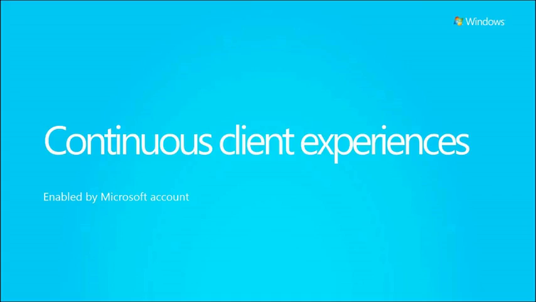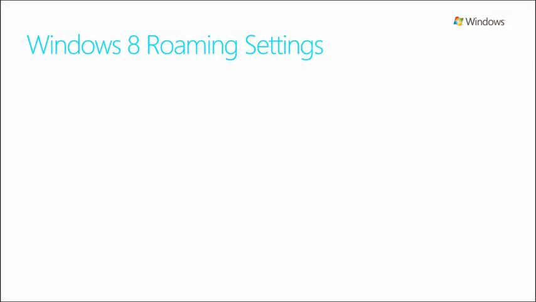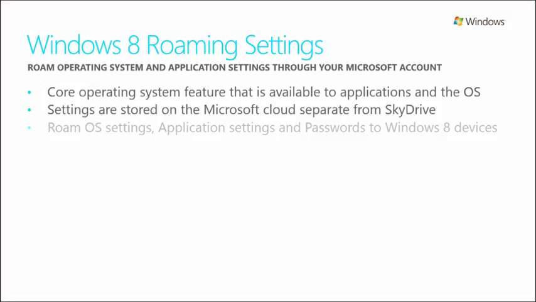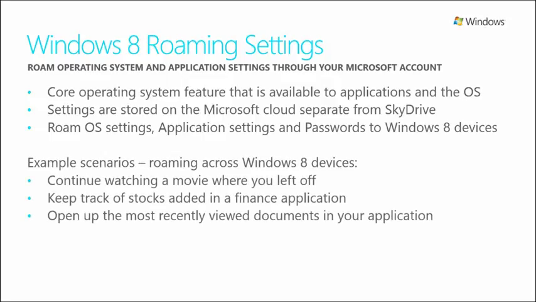Continuous client experiences are experiences that span multiple Windows 8 devices, like operating system settings and browser settings, which roam across Windows 8 devices. You can now store your application state on one Windows 8 machine and access that state on a separate Windows 8 machine. This allows you to persist relevant information that will present a consistent experience across these devices.